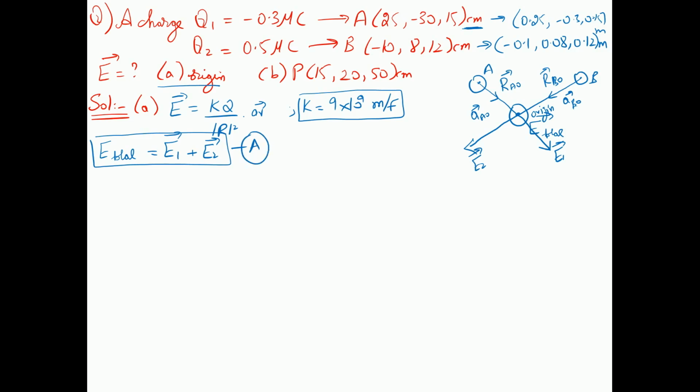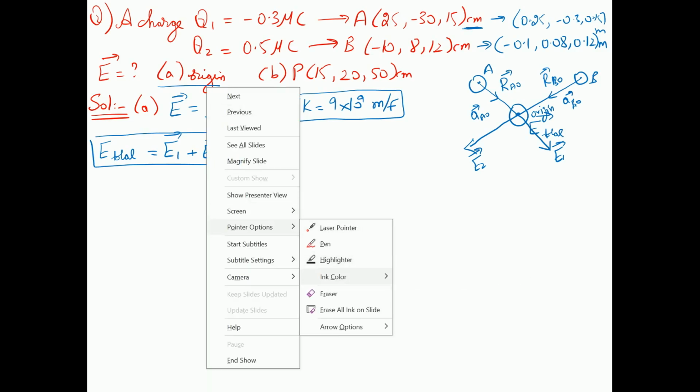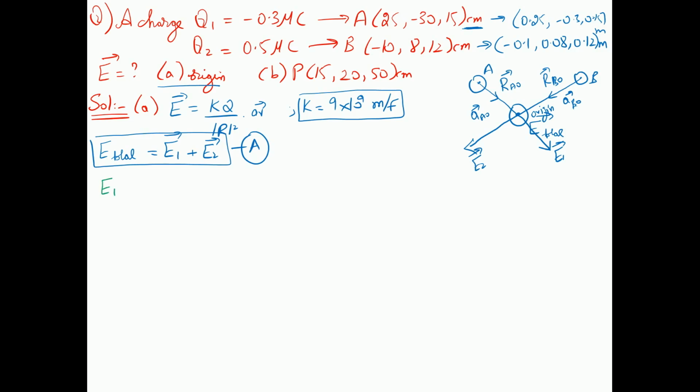So let us first start with finding electric field 1. I'll change the color. We start with finding E1. E1 comes out to be charge Q1 divided by 4 pi epsilon naught R_AO squared, multiplied with the unit vector a_AO. So this is the equation that I have. Let me call this equation 1. In order to solve it, I need to figure out the value of the distance vector R_AO. So let's start finding R_AO.